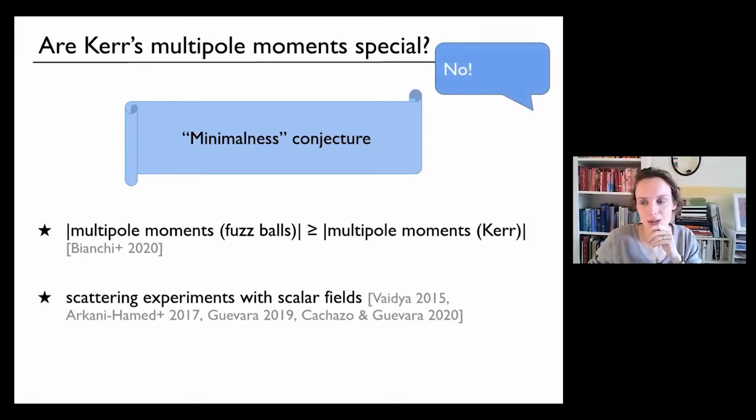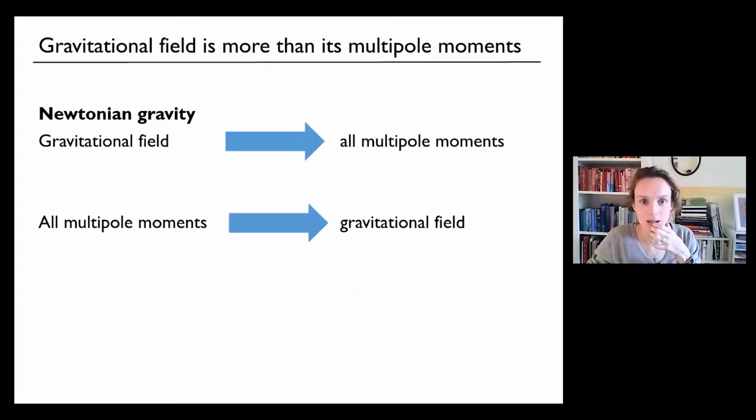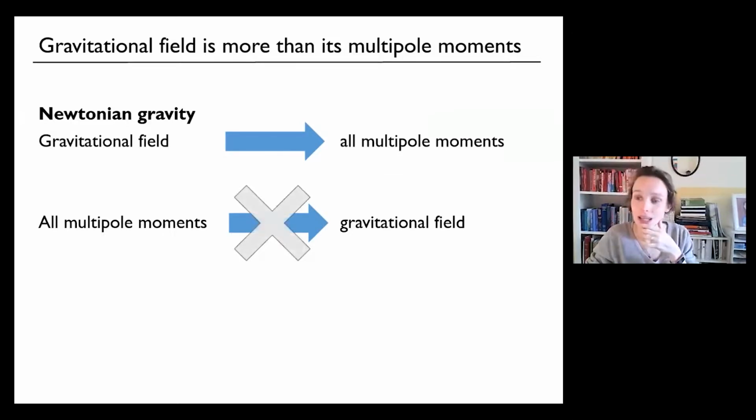So this is not true. Why not? Well, we know that the gravitational field is more than its multipole moments. If we just look at Newtonian gravity, if I know the gravitational field, of course, I can determine all the multipole moments. I just go and calculate it. But even if I know all the multipole moments of my field, I do not uniquely know the gravitational field. So the second arrow is actually, in fact, incorrect.